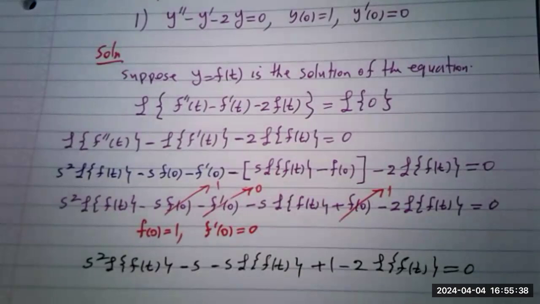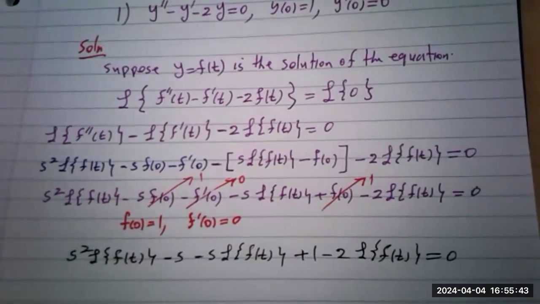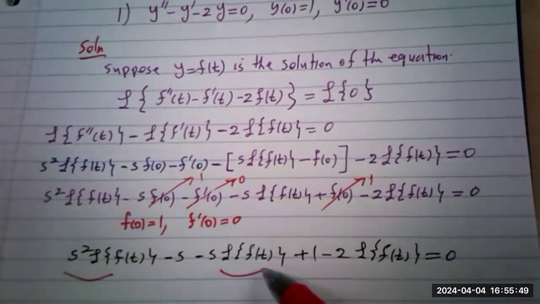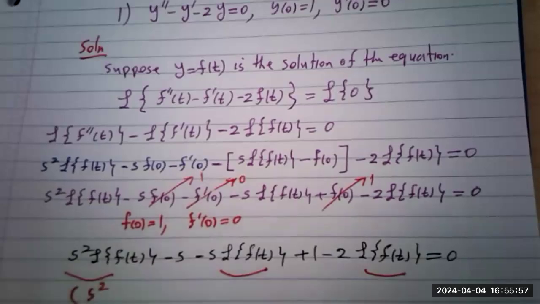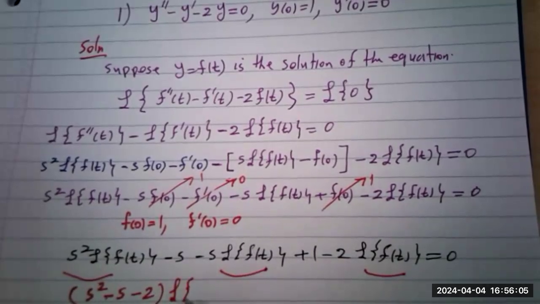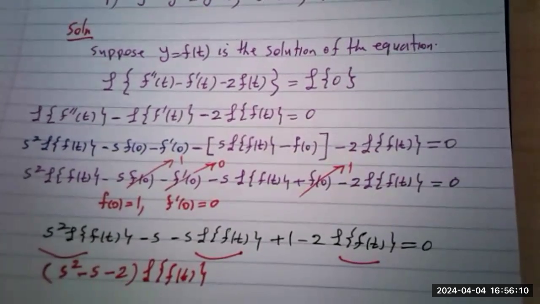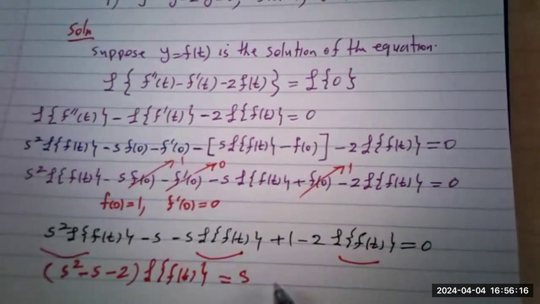Now you get an equation with the unknown Laplace of f of t. You cannot combine these like terms, but you factor it out, you see, you have 1, 2, 3. Factor out the Laplace of f of t, the leftover would be s squared minus s minus 2, times Laplace of f of t. Anything else, you move it to the other side. So we have a negative s here, we move it to the other side, make it s minus 1.